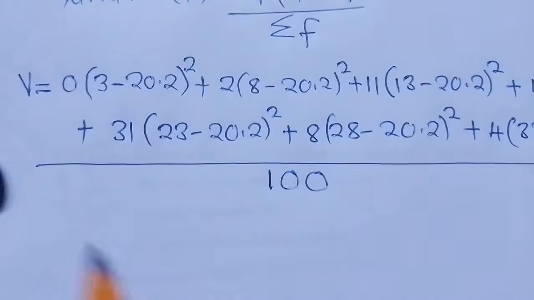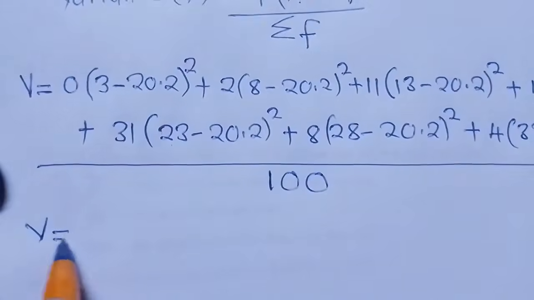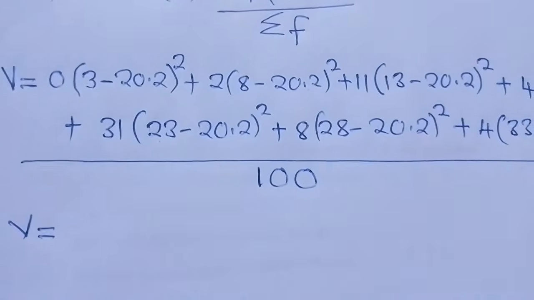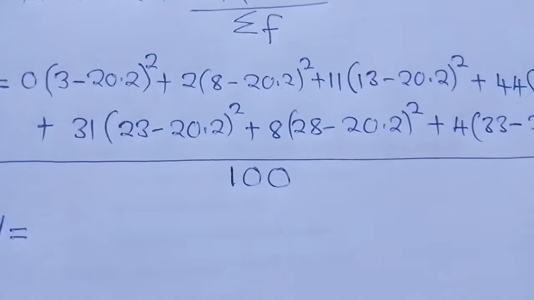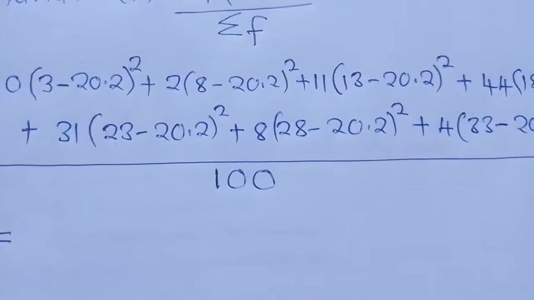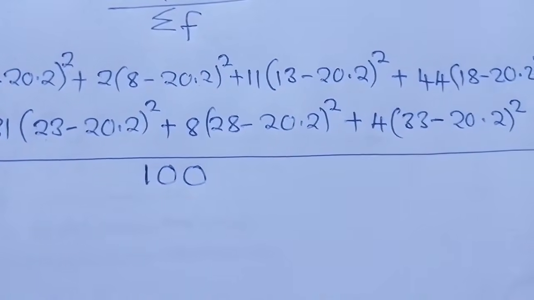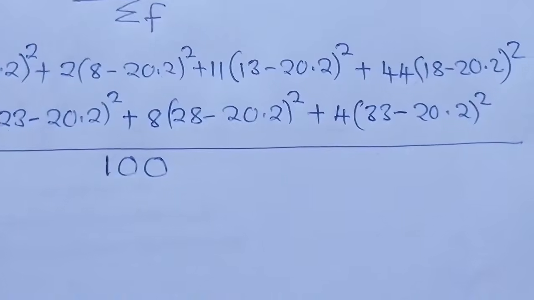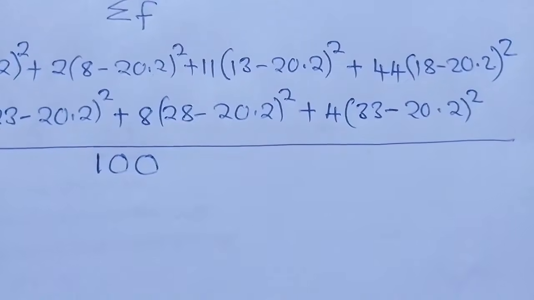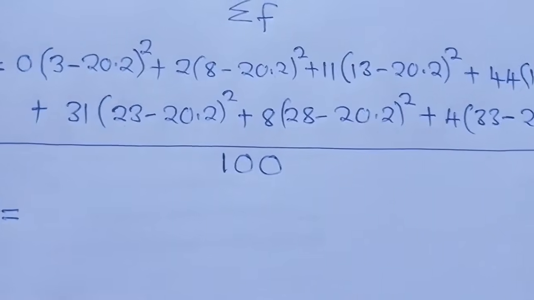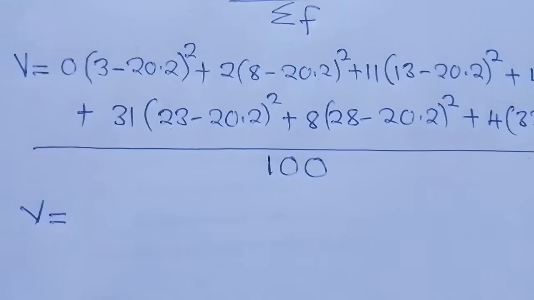So you say variance is now equal to what? You type everything on your calculator like this. You type all these on your calculator. Have you seen like this? All these, you calculate them on your calculator. Hope you were able to follow through. So this is what you need to do. You calculate everything here on your calculator.